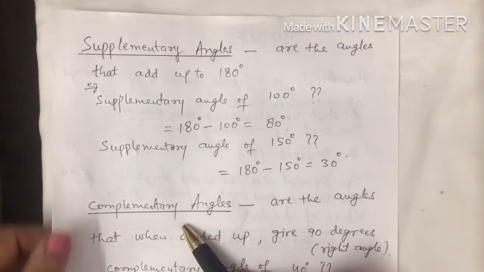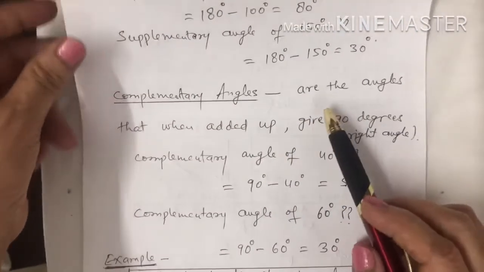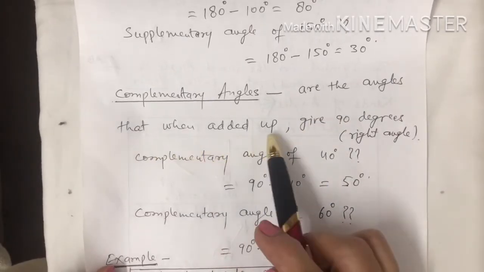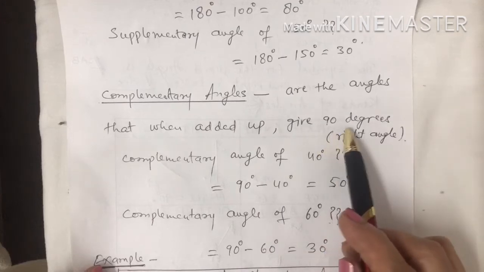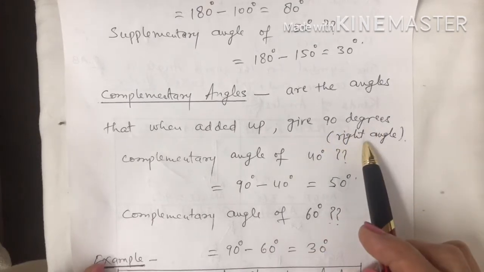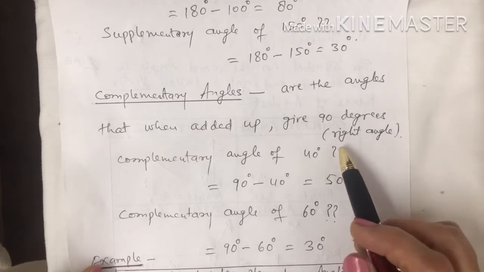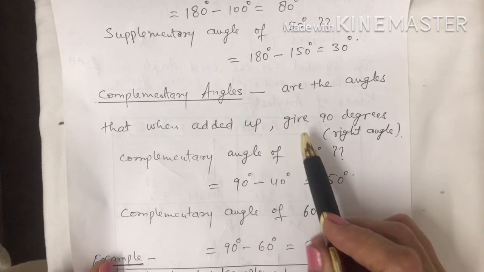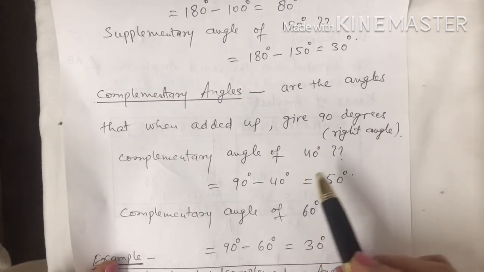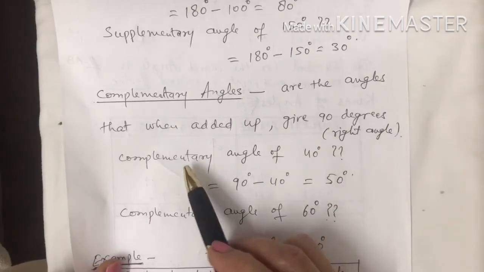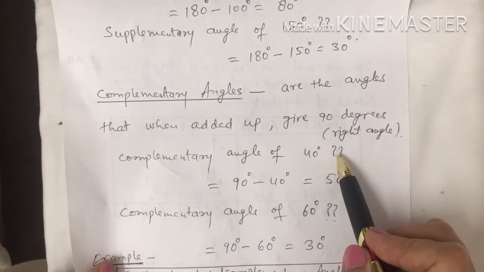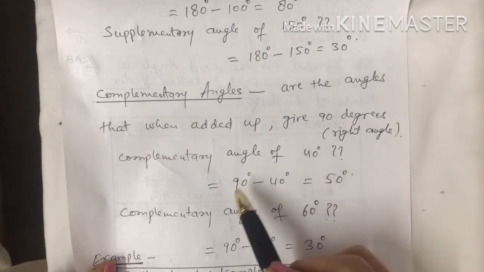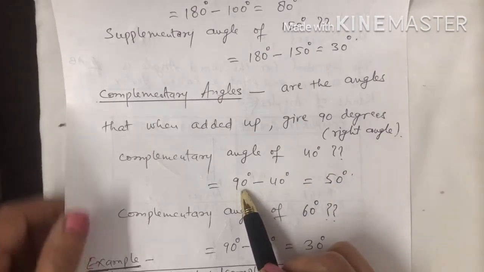And what is a complementary angle? Complementary angles are the angles that when added up give 90 degrees, a right angle. What does it mean? When we add up two angles, their sum should be equal to 90 degrees. For example, the complementary angle of 40 degrees will be 50 degrees. How? 40 degrees plus 50 degrees will be equal to 90 degrees.